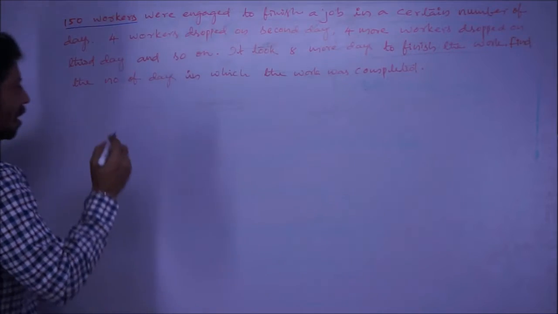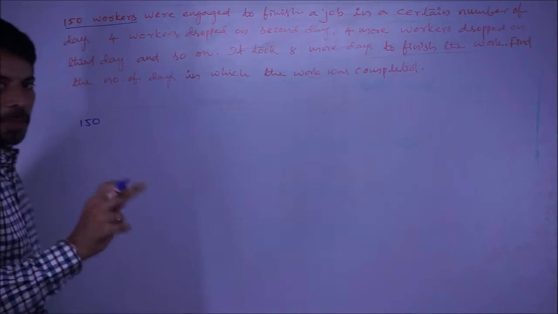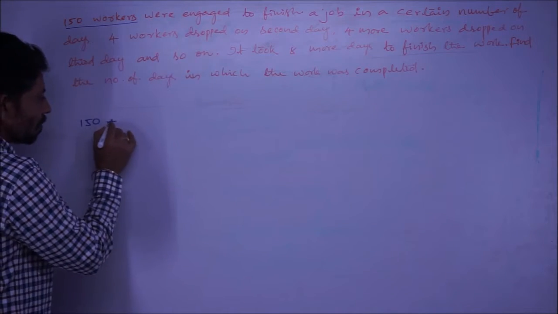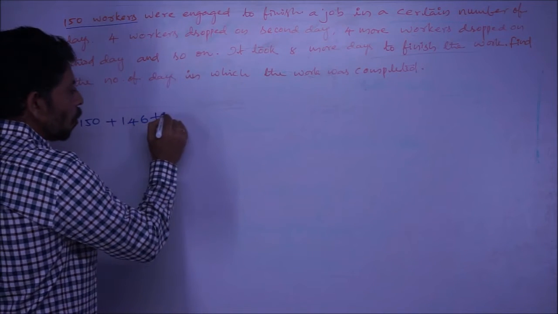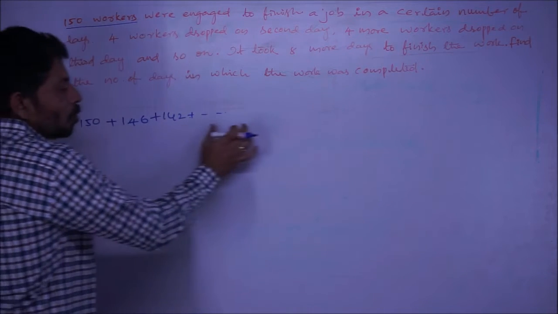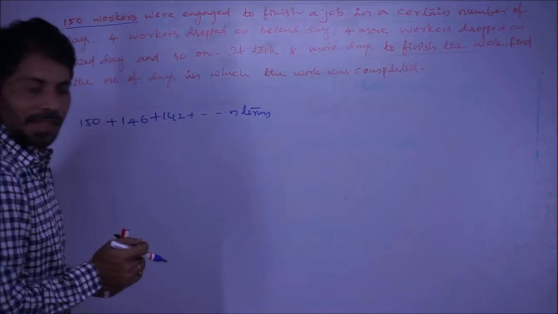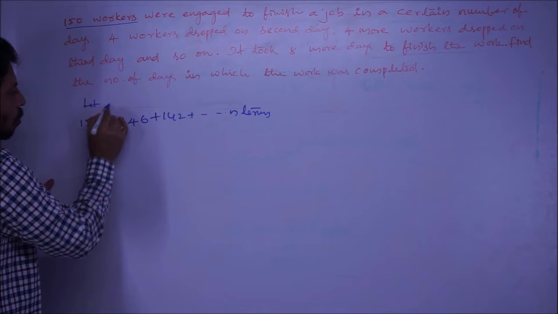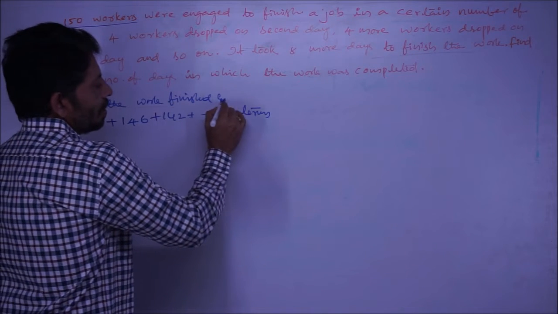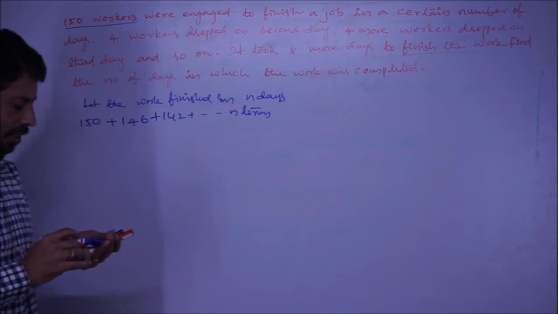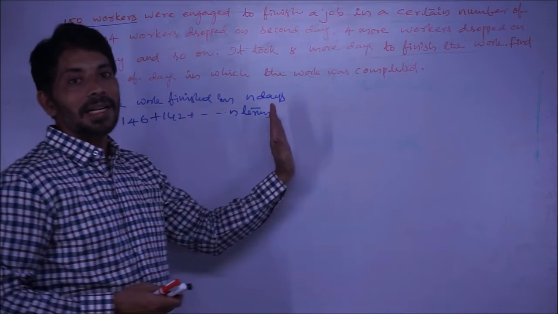Let's go through this. Workers were dropping here. So the first day we need to pay 150 labor charges because on the first day 150 members are working. Next day, since 4 members dropped, only 146 labor charges are to be provided. Next, 142 and so on. To complete this, let us assume that they completed in n days, so obviously we have n terms. Let the work be finished in n days. In this manner, first day 150 labor charges, second day 146, next 142, likewise n days, n terms.